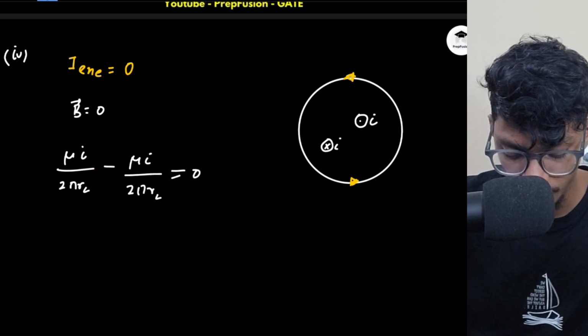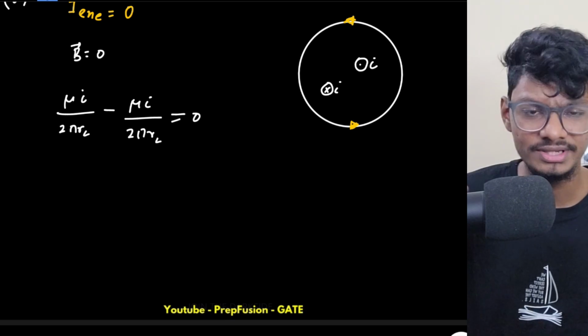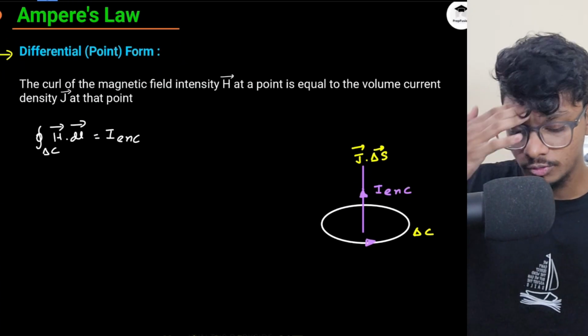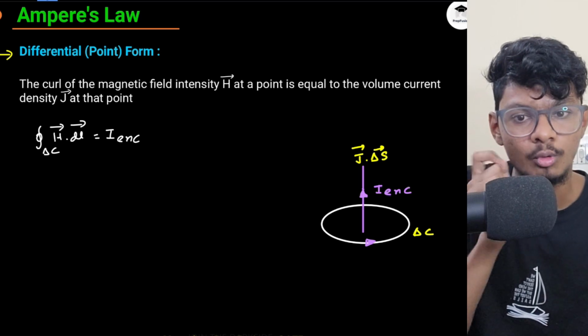So obviously this 2 will cancel and the result will be 0. Okay, so these were a few basic questions that you should do. Now let's come to another format of Ampere's law, that is the differential point format.